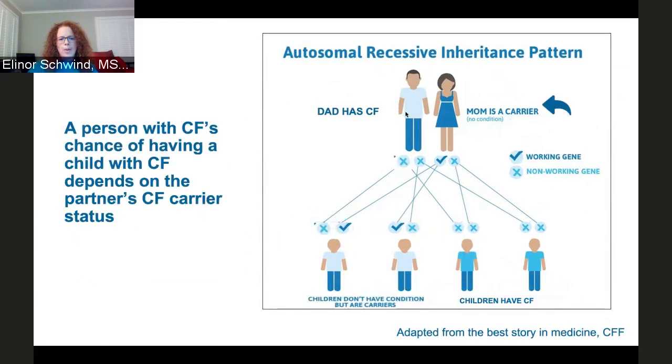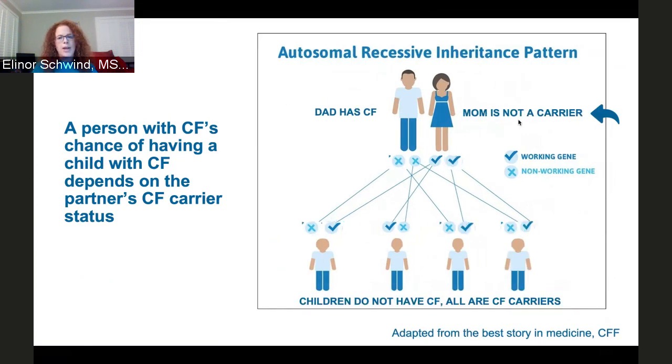In this next example, we can see that the chances for a person with CF to have a child with CF is dependent on the carrier status of his or her partner. Here, dad has CF and his partner has been found to be a CF carrier. The likelihood that their children will have CF is 50%, and there's a 50% chance each child will be a CF carrier based on which copy of mom's CFTR gene they inherit, since they will always inherit a non-working CFTR from dad. But on the next slide is the more likely scenario, that mom is not a CF carrier.